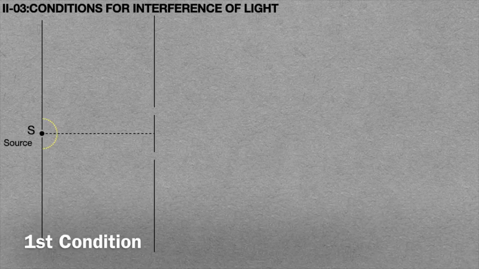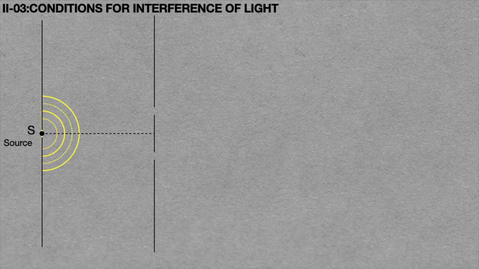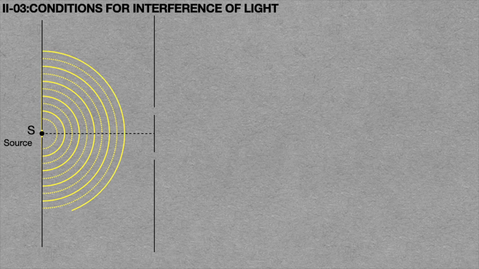The topic name was condition for interference of light. In order to obtain a stationary interference pattern on the screen, it must satisfy the main 6 conditions. In this, the first condition was shown in this animation. First and foremost, we will consider Young's double slit experiment.